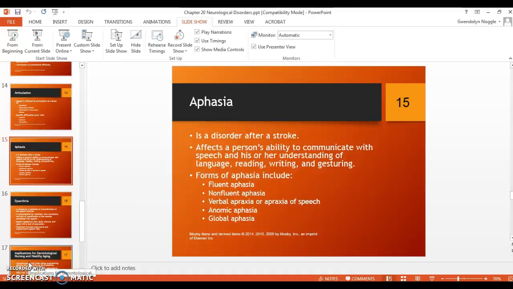All right, I'm going to finish up chapter 20 here. There's only a couple more slides, but I didn't want to race through them.